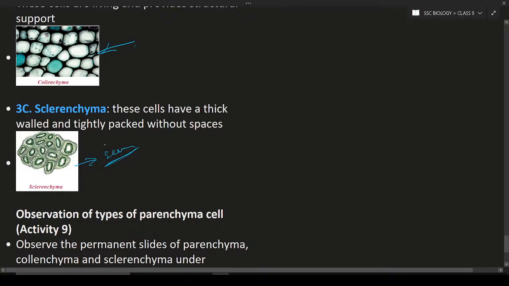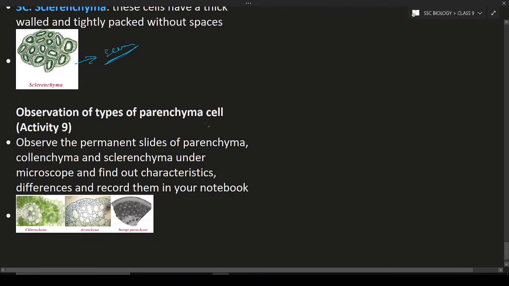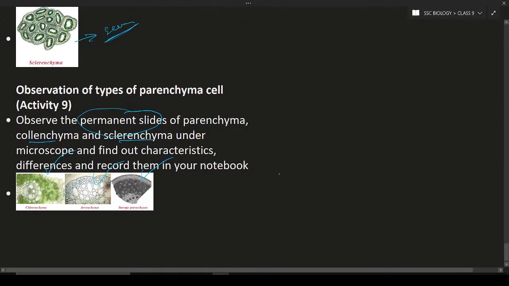Okay. So next is the observation of types of parenchyma cells. So go to the laboratory. In the laboratory, take the slides of different types of parenchyma cells and observe. This is activity 9. So here observe the permanent slides of parenchyma, collenchyma, sclerenchyma that we have just discussed. If you observe under the microscope, you can see these three types of tissue. Okay, and this is about our discussion about the plant tissue.